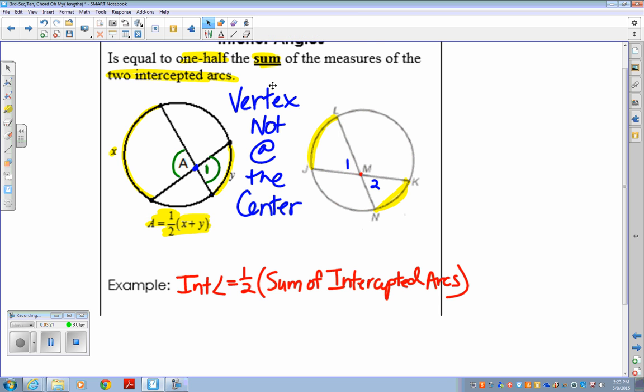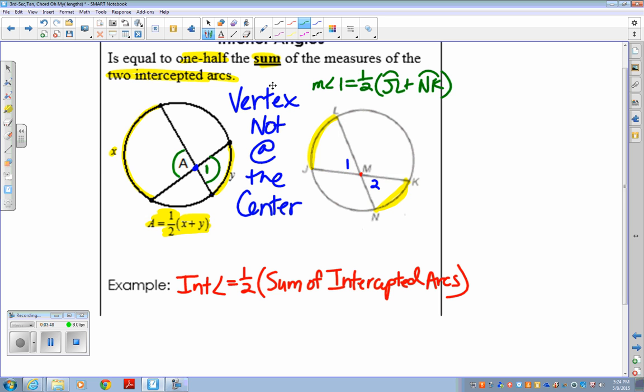So to find the measure of angle 1, it would equal 1/2 of arc JL plus arc NK. So we're adding the two. You could put that with your example, but make sure you understand and identify that relationship.